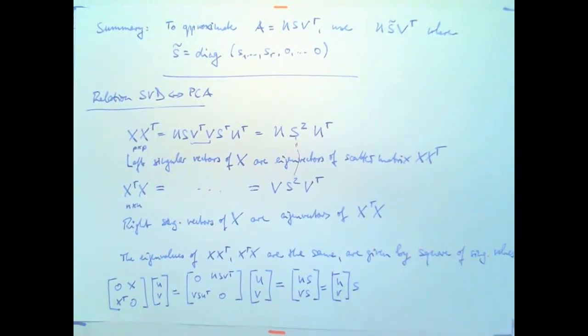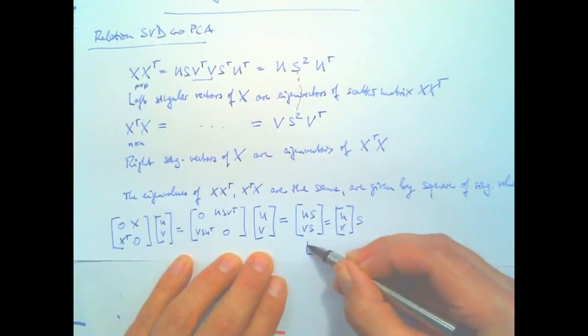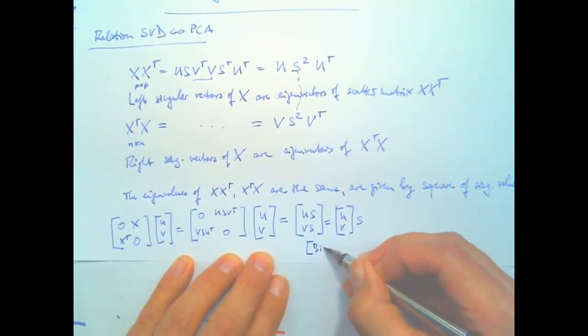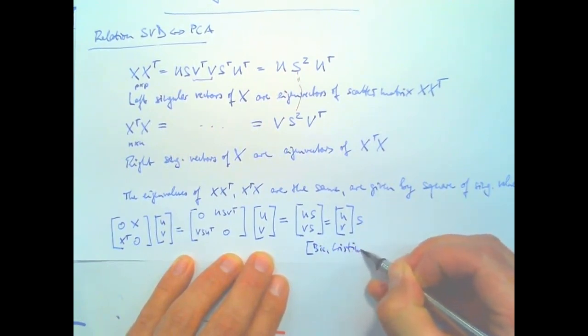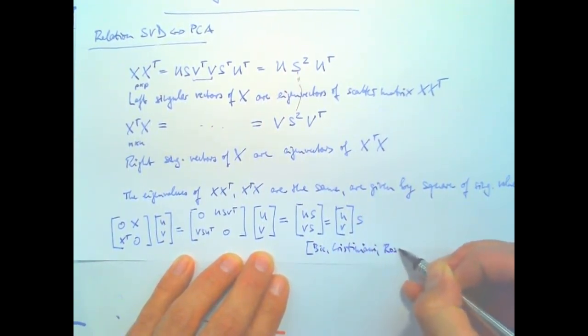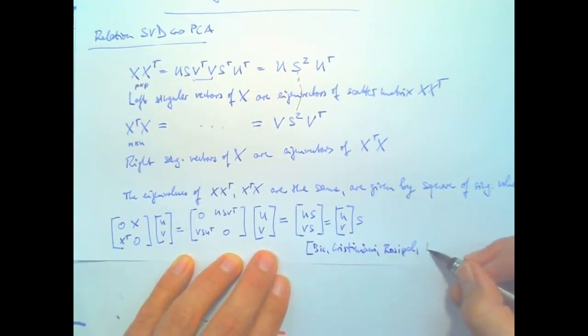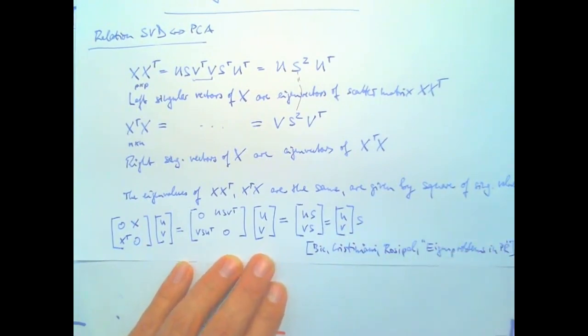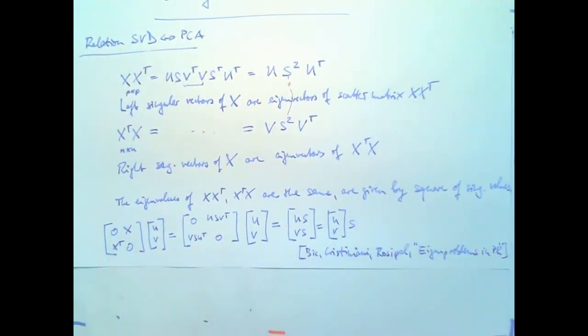More relations like this, that could be useful, can be found in a paper by Bakir, Cristianini and Rosipal, called Eigenproblems in pattern recognition. Any questions? Go ahead.